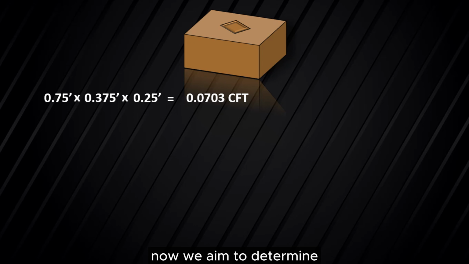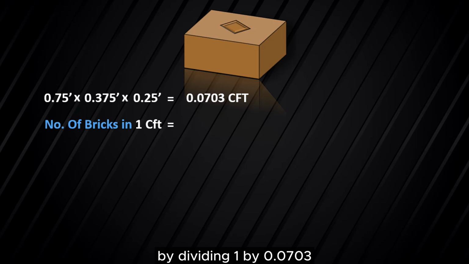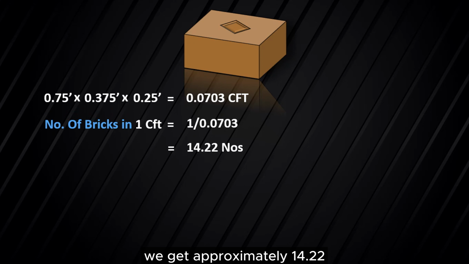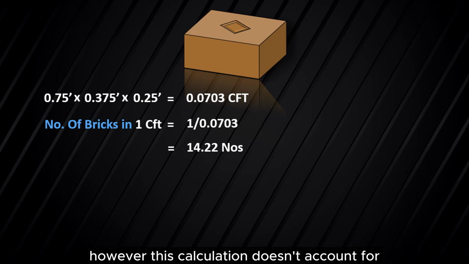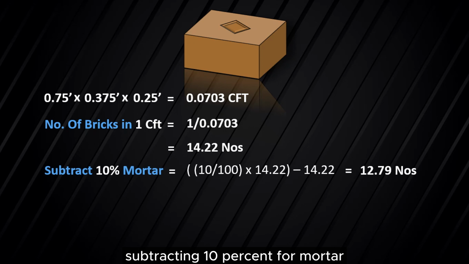Now we aim to determine how many bricks occupy 1 cubic foot. By dividing 1 by 0.0703, we get approximately 14.22. However, this calculation doesn't account for the space taken up by the mortar. Subtracting 10% for mortar, we arrive at 12.79 bricks.